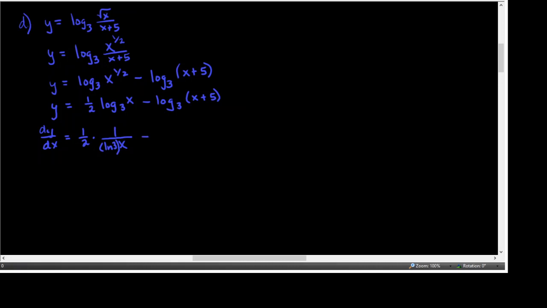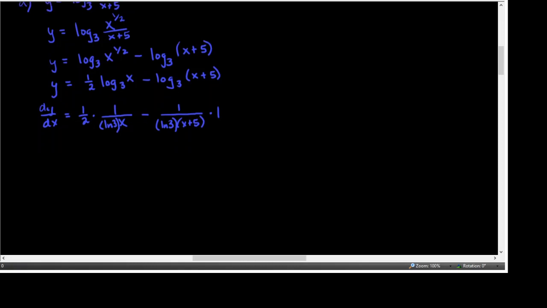And then the derivative of log base 3 of x plus 5 is the same idea. 1 over the something, and in the denominator, multiplied by the ln of that base, times the derivative of x plus 5, which is 1, which of course I really didn't need to write. That's okay, it's not going to hurt anything to have written it.